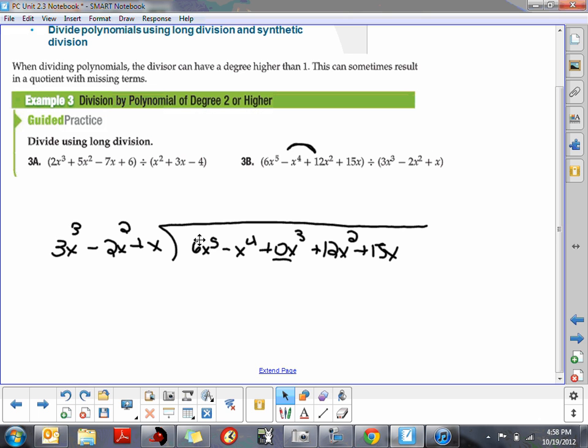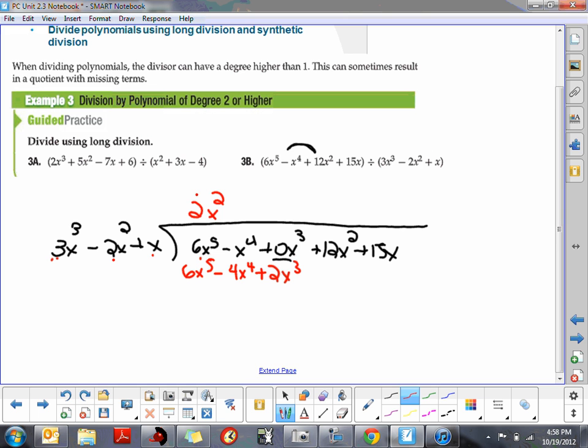Okay, now we'll go through our same strategy. What do I multiply 3x cubed by to get a 6x to the 5th? 3 times 2 is 6, and x cubed times an x squared is x to the 5th. So that's going to be 2x squared times 3x cubed is 6x to the 5th. I take the 2x squared times negative 2x squared, so it'll be a negative 4x to the 4th. I take the 2x squared times an x, and that's going to be a positive 2x cubed. And that's the purpose of having that place value holder here, so I have a spot to put that term. Draw the line, change the signs, and now we're going to add.